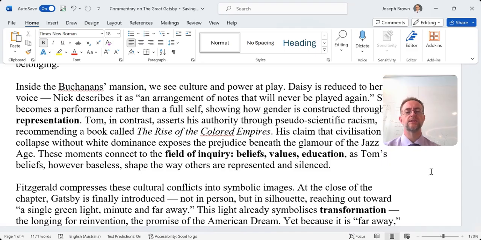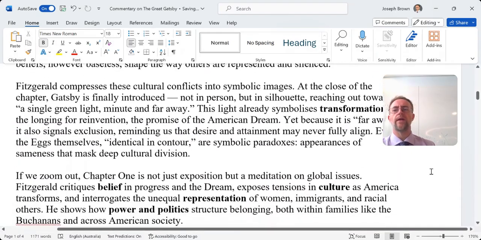Okay, telling us the beliefs of the time, the values of the time, rather racist from some perspectives, backwards. People are being educated in this, and their ideals are being formed by their experiences. And we can see all this through Tom's beliefs. However baseless, they shape the way others are represented, and some are silenced. We can obviously go much deeper into this, but quick commentary.